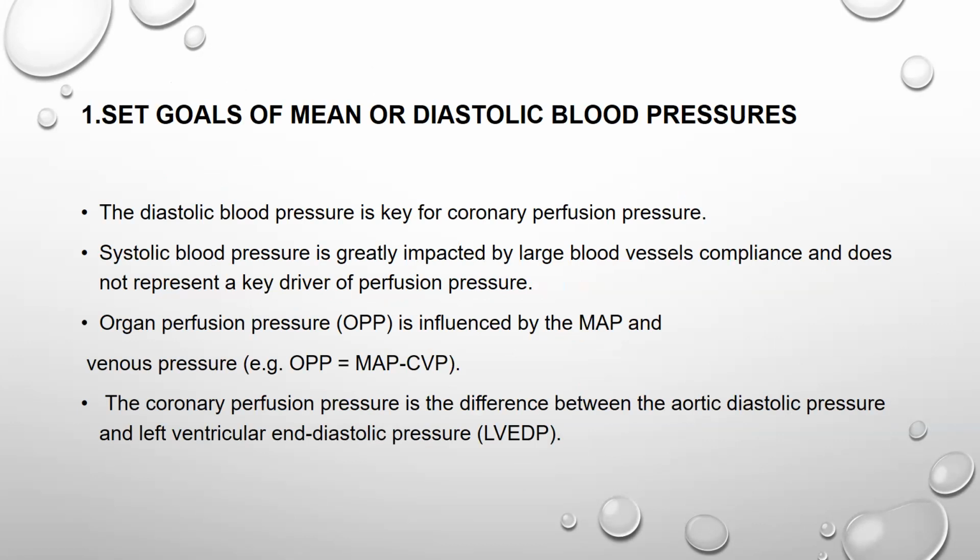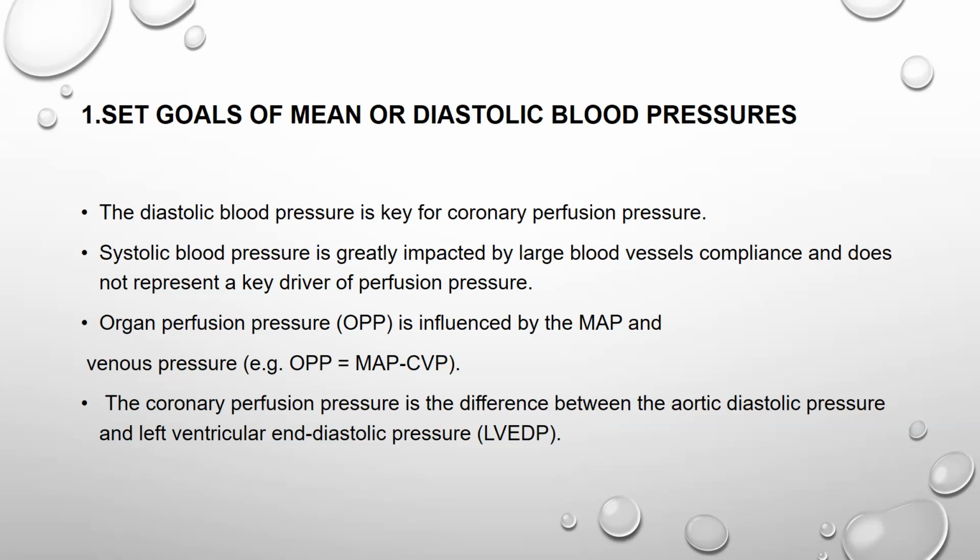And we know as the myocardium contracts, the coronary perfusion will be minimum. The flow to the myocardium will be minimum during systole. But during diastole, when the myocardium starts to relax, then the coronary perfusion will get better. And because we have this equation for organ perfusion pressure, it is influenced by the MAP rather than the systolic.